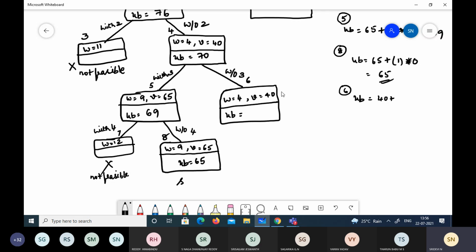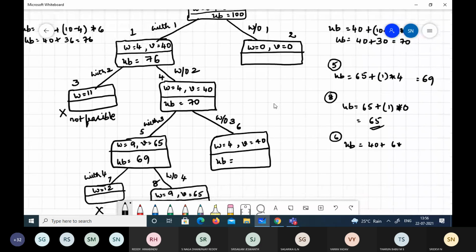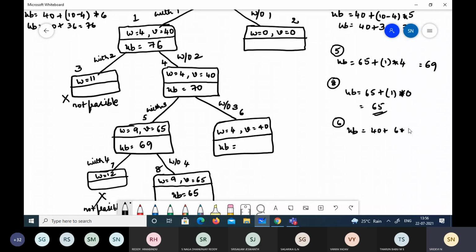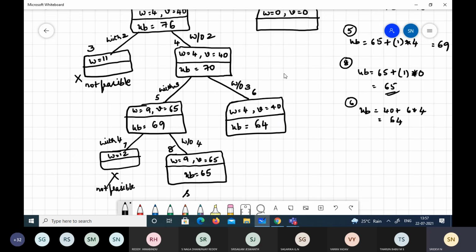Upper bound is 40 plus 10 minus 4 is 6, into, without 3 means we are trying with the next one, isn't it? So what is that? 4. 6 into 4, so this will be 64. Okay, we have got 64 here. But compared to this node, it is inferior. The upper bound is lesser than this. Let's calculate for the next one and then we can conclude.